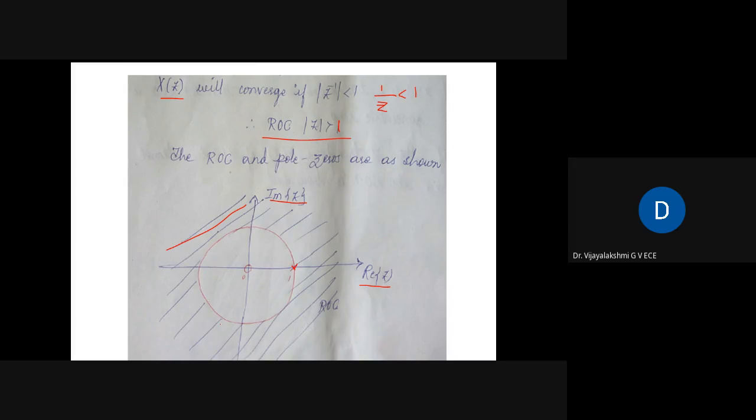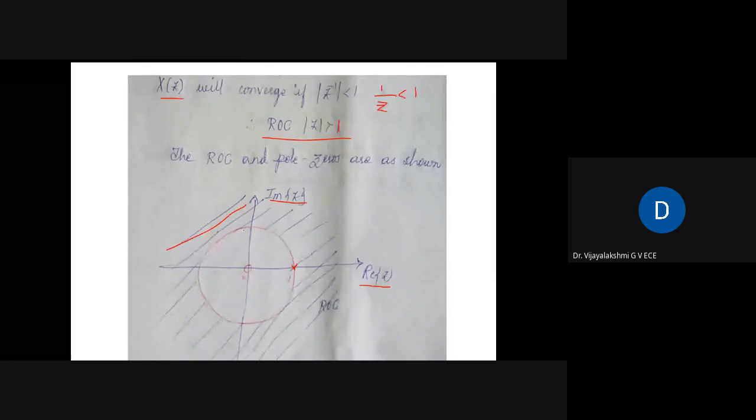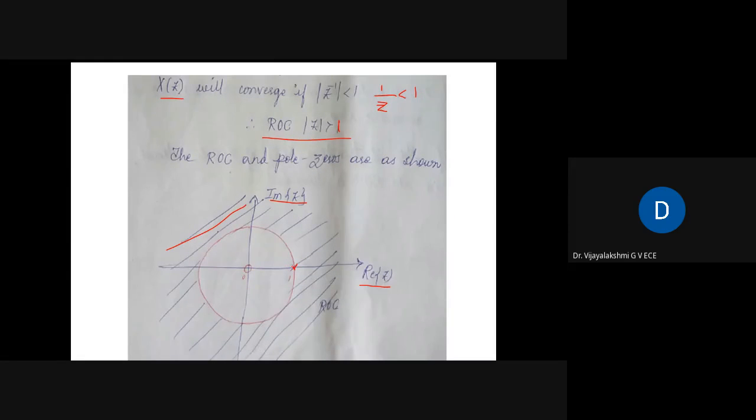This is the region where z is equal to 1, right? So this is z is equal to 1 and inside this is the region |z| less than 1. Here the X of z will not converge. It will converge only when z is outside the circle of radius 1. This is how you plot.